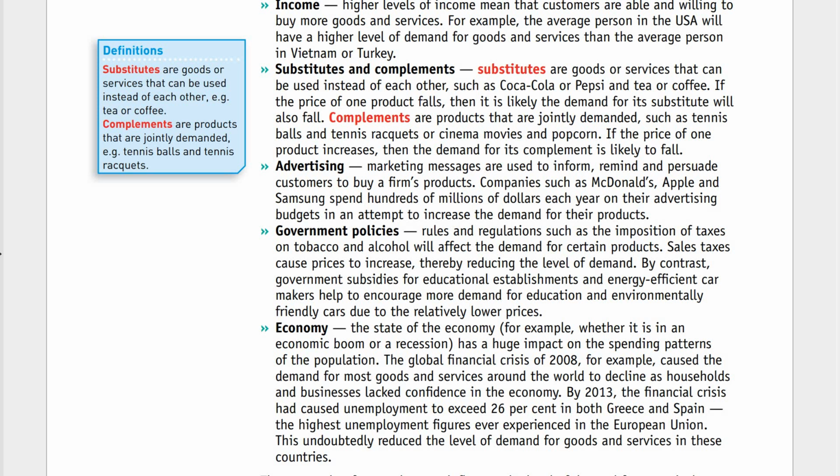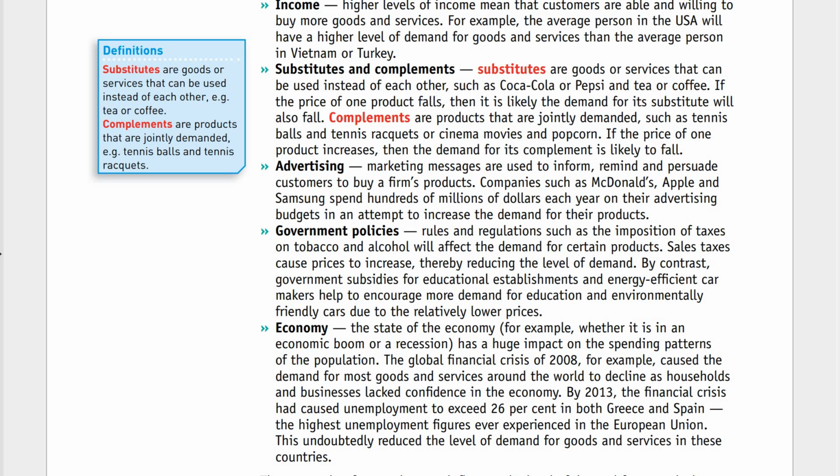Now let's define what substitutes and complements are. Substitutes are goods or services that can be used instead of each other, for example, tea or coffee. Complements, on the other hand, are products that are jointly demanded, for example, tennis balls and tennis rackets.